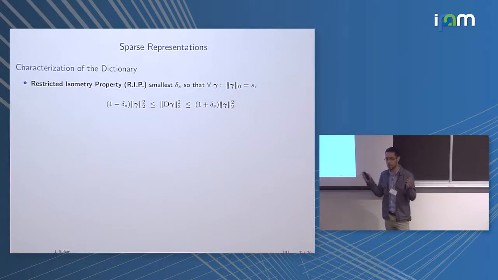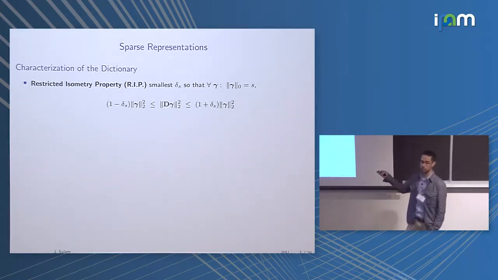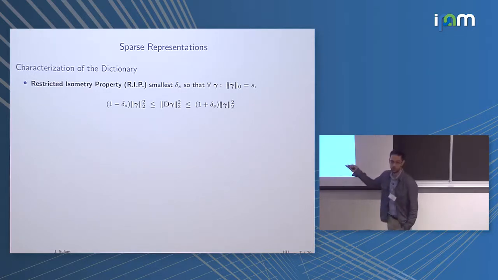But at least I could hope that for sparse vectors, so when I'm multiplying vectors that have only S number of non-zeros, well, those combinations of atoms will behave sort of like an orthogonal matrix. And so you're asking that the deviation of the norm is bounded by this constant here, which we call the restricted isometry property. This is a very useful definition, but it's also hard to compute the RIP.